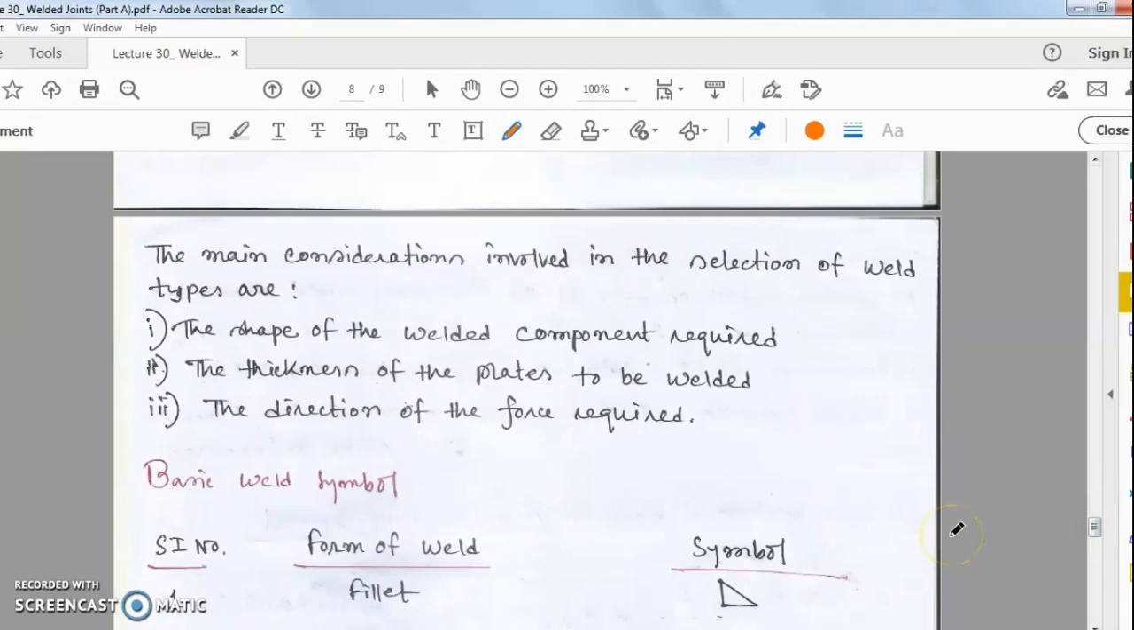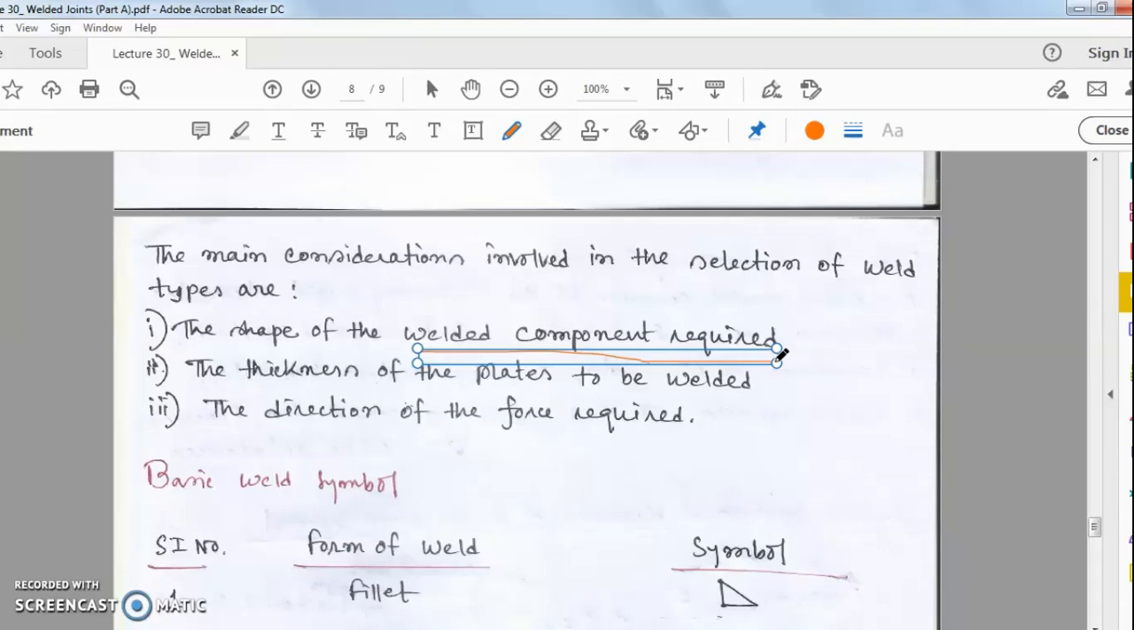Now, how can you select which type of joint you require? There must be some criteria to select the method of joining, to select the type of joining. There are three criteria mainly. One is the shape of the welded component required. That is, if you require the L shape, T shape, corner shape, how it looks. Depending upon the shape of the welded component you require, you can select the type of joint.